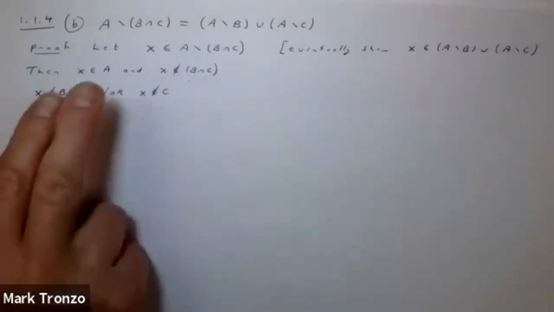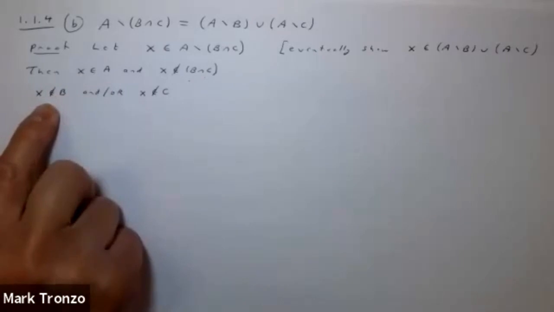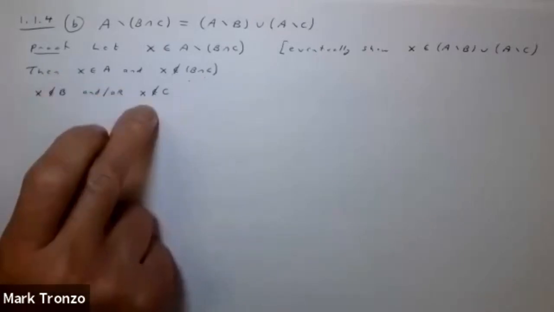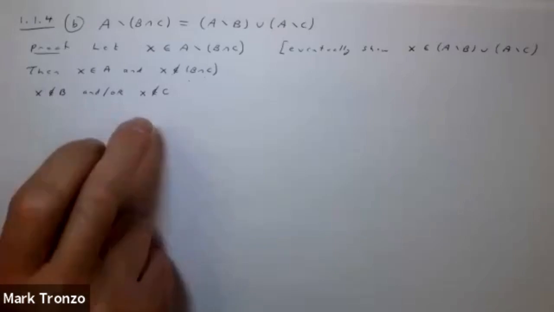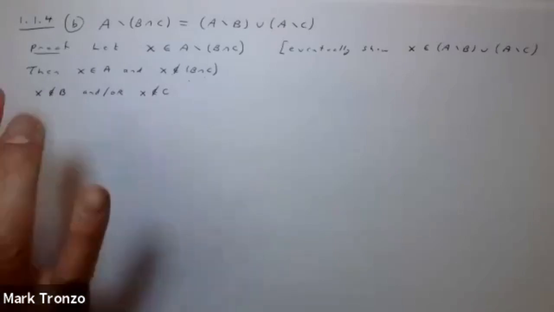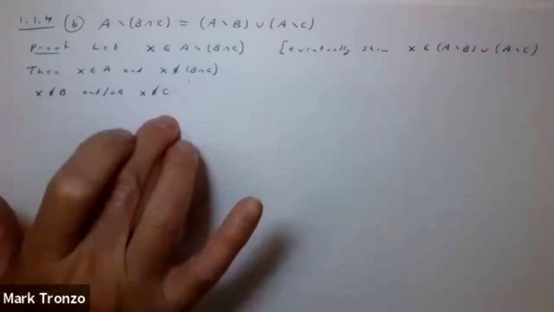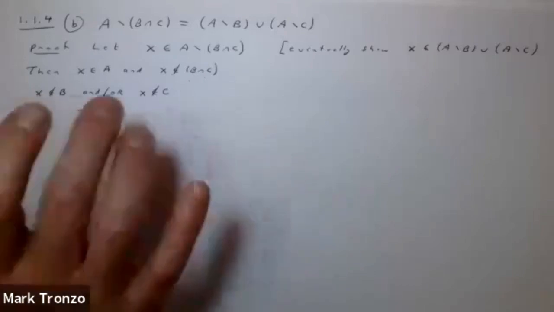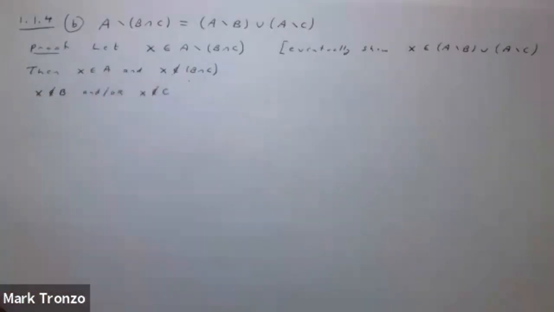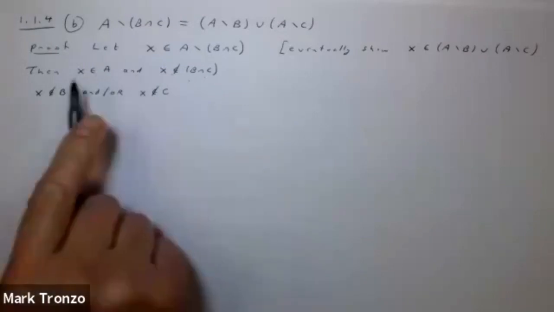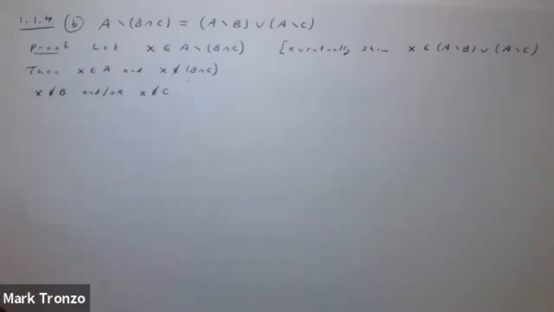Okay, that means it's not in B and or it's not in C. Oh, that makes sense. It could be in B and not in C, or it could be in C and not in B. Maybe that's probably what I missed on the last one. Yeah, that's why I skipped. Okay, good. So that's good. I think we found out.